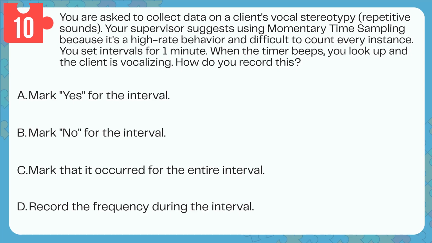Question 10. You are asked to collect data on a client's vocal stereotypy, repetitive sounds. Your supervisor suggests using momentary time sampling because it's a high-rate behavior and difficult to count every instance. You set intervals for 1 minute. When the timer beeps, you look up and the client is vocalizing. How do you record this?